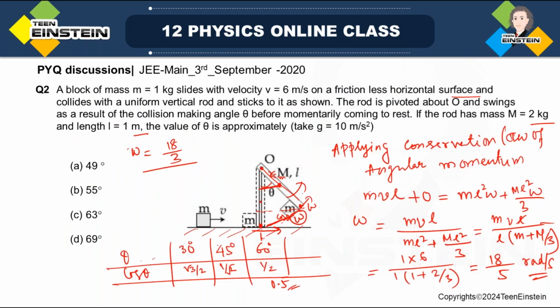And look at the options. So I have 63, 55, 49. So 49 I can strike out, it will be nearly values of 1 by root 2, near around that. 55 anyway, I have a good guess. See, this is actually nearly 0.5. It should be nearly 0.5 here. Okay, so 63 will be the answer.